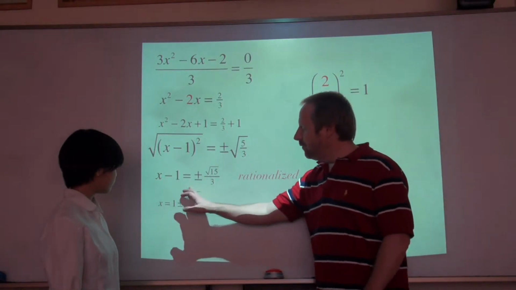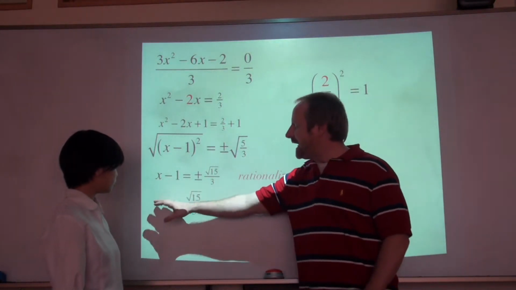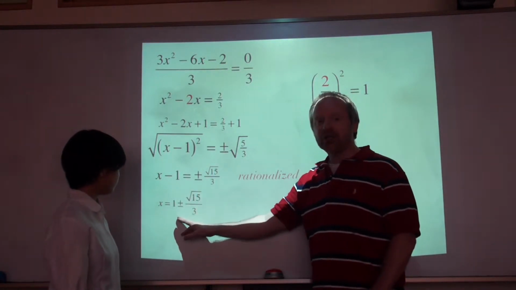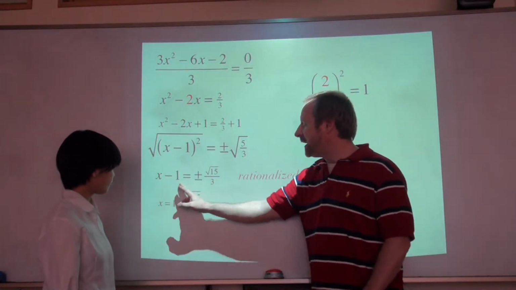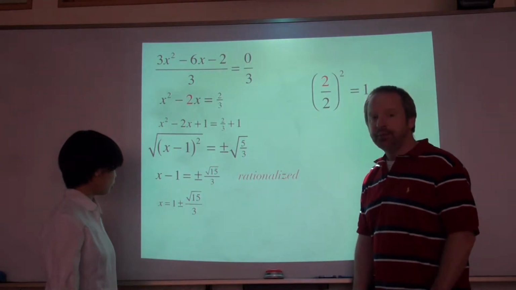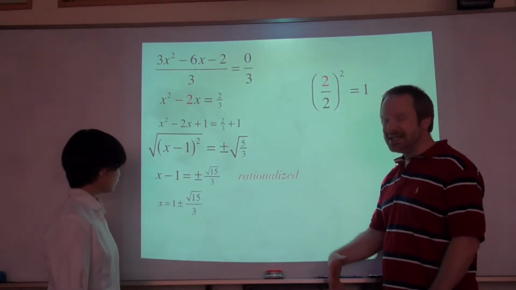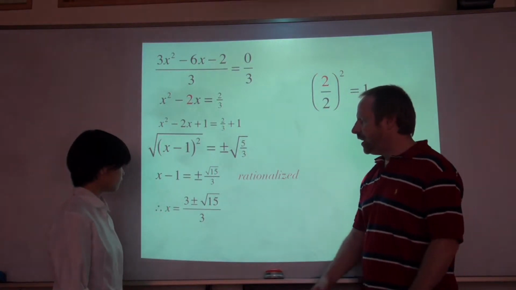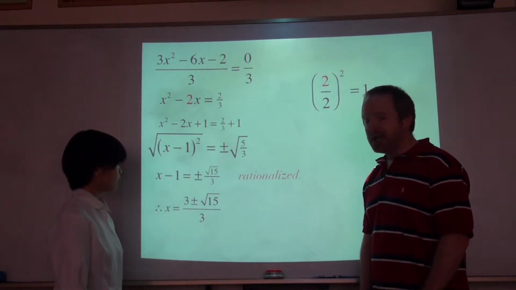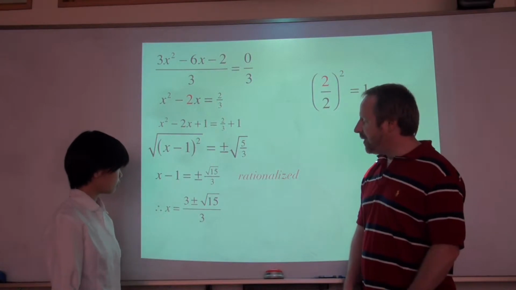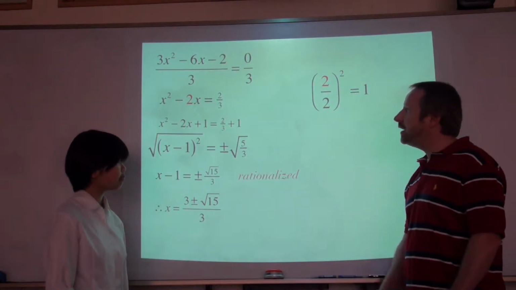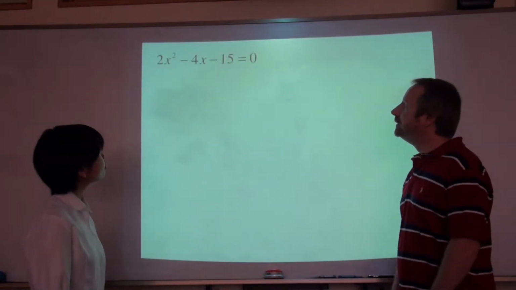But at this point, I don't want you to stop here. This isn't a very nice looking answer. And so what we're going to do instead is we're going to make it a single fraction. So what happens to the 1 if we make it a single fraction? It will be 3. Right, because 1 is the same thing as 3 over 3, and you have a common denominator. And so our answer is x is equal to 3 plus or minus root 15 over 3. Okay? All right, let's do a couple more.